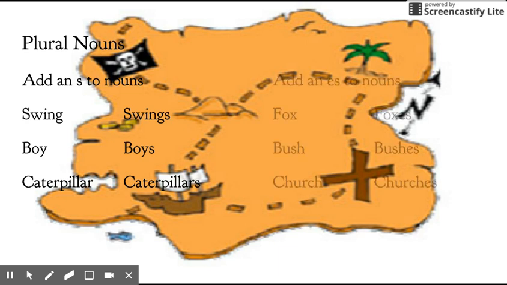If you're going to add an ES to a noun to make it plural, it's because the end of the noun actually makes it hard to say when just adding an S. So you actually add an ES so that you add that additional syllable. So fox becomes foxes, bush becomes bushes, church becomes churches.